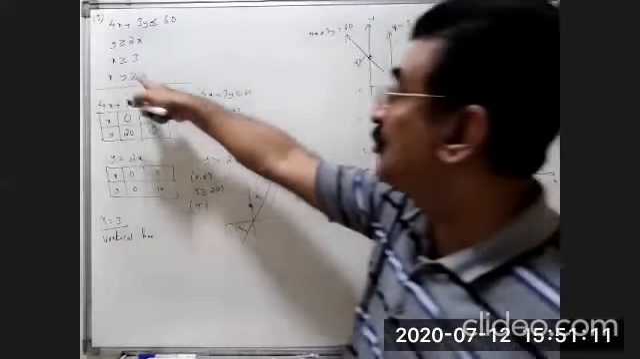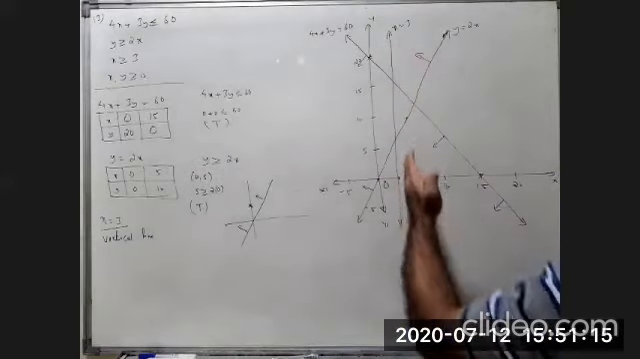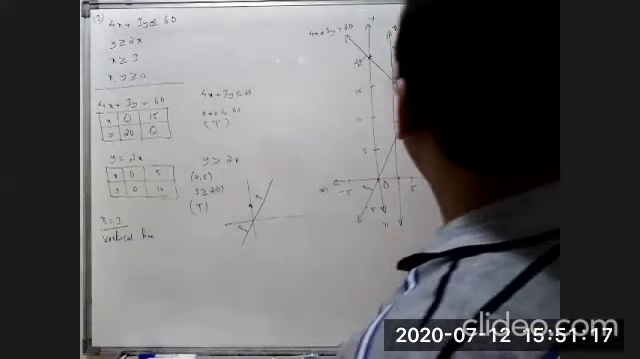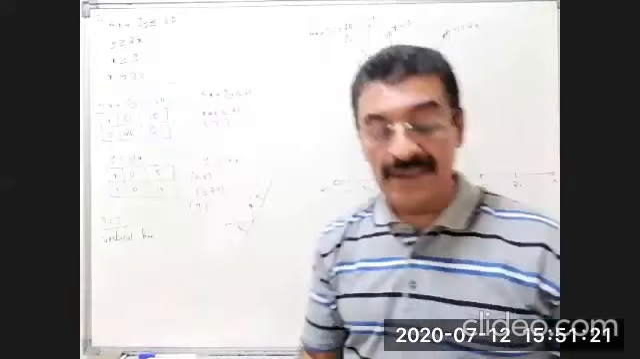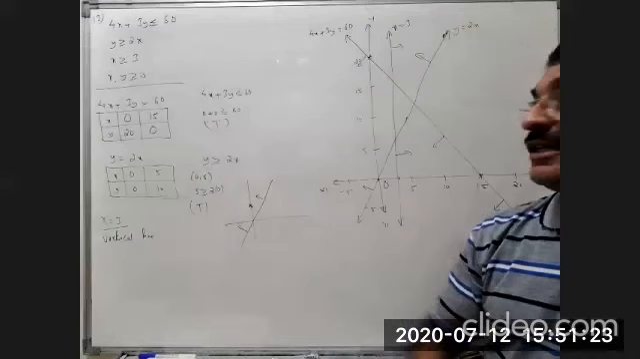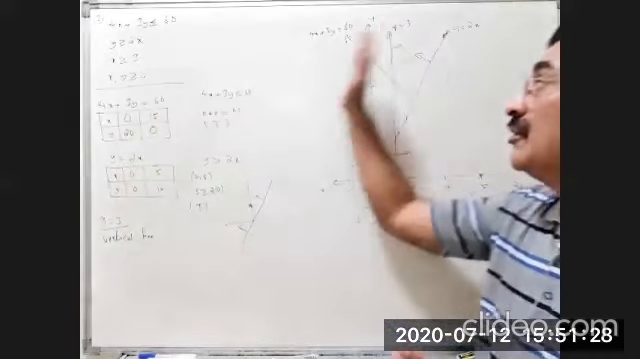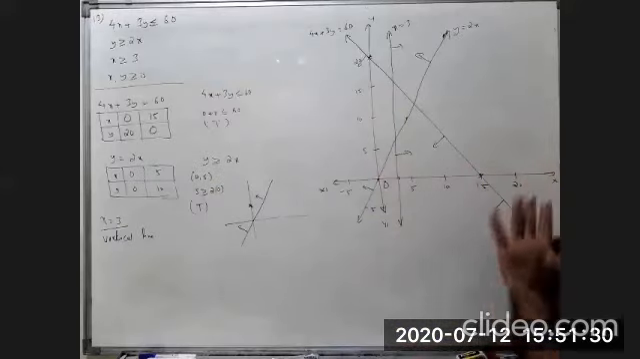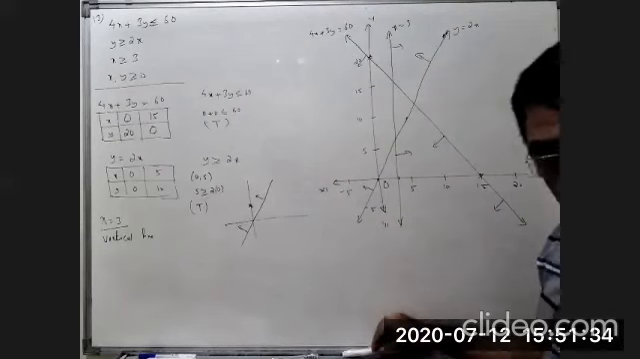Then, next one is x greater than 3. This is x is equal to 3. X greater than 3 means towards right. And the last one, x and y greater than or equal to 0. Remember, x and y greater than or equal to 0 means quadrant 1. That means our graph will never go beyond quadrant 1. So which is our required area?